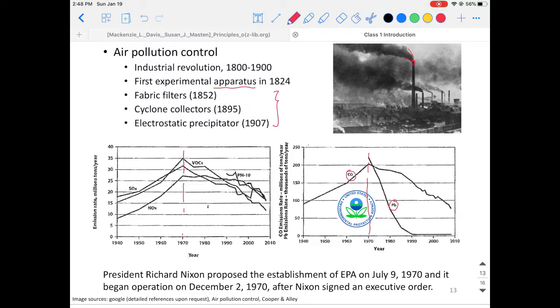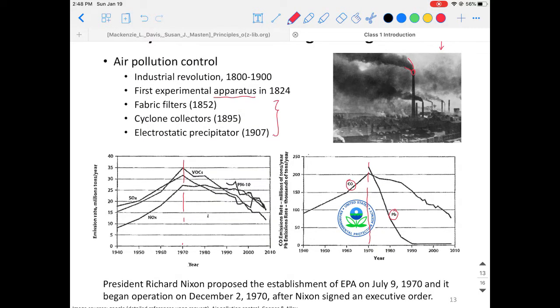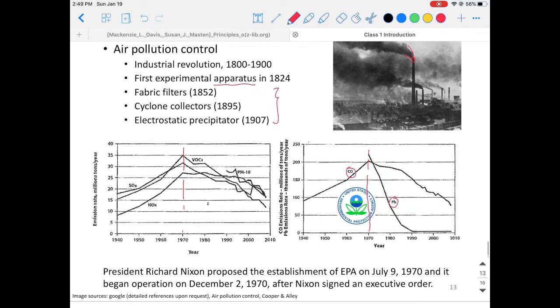Okay, so President Richard Nixon proposed the establishment of the EPA on July 9th, 1970, and it began operation on December 2nd, 1970. So you can clearly see how human activities can be impacted by these regulations, and we can easily protect our environment by setting up these regulations or laws. To realize the goals in environmental protection, we need to design these regulations or laws, and also we need to design them properly so that they don't harm our economy.